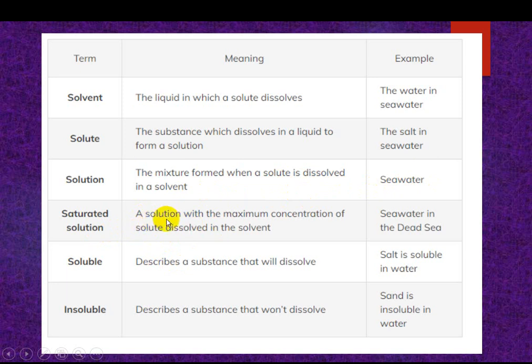Now the new term: saturated solution, a solution with the maximum concentration of solute dissolved in the solvent, like seawater in the Dead Sea. I will explain this later. First, what do we mean by soluble? It describes a substance that will dissolve. Insoluble describes a substance that won't dissolve. Salt is soluble in water, and sand is insoluble in water.